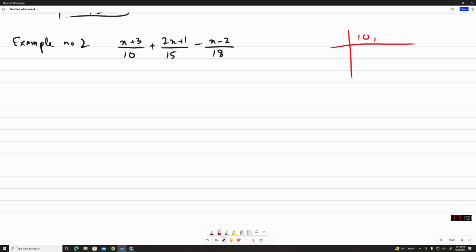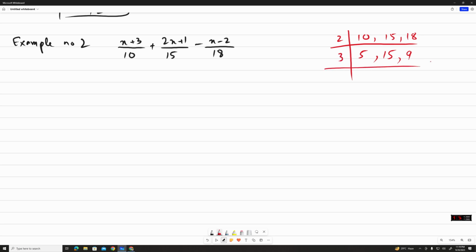So the first thing to do is to find the LCM of the denominators. It's going to be 10, 15 and 18. We will do the same procedure as we did before. We divide by the lowest number, 2. It's going to be 5. 15 doesn't divide by 2, so it's going to be 15 again, and it's going to be 9. Now, does 2 divide anything else? No, so we will go to 3.